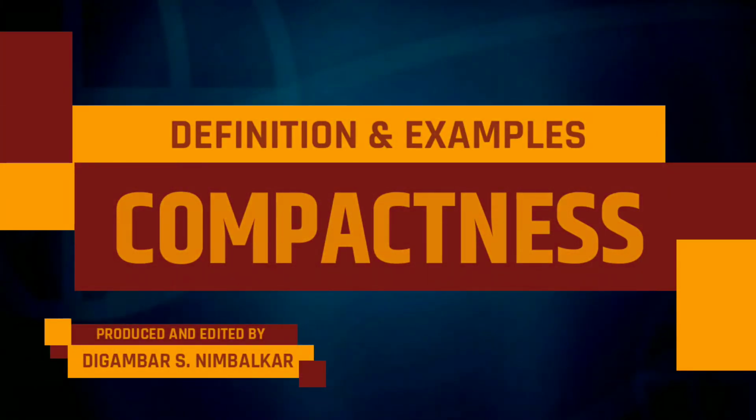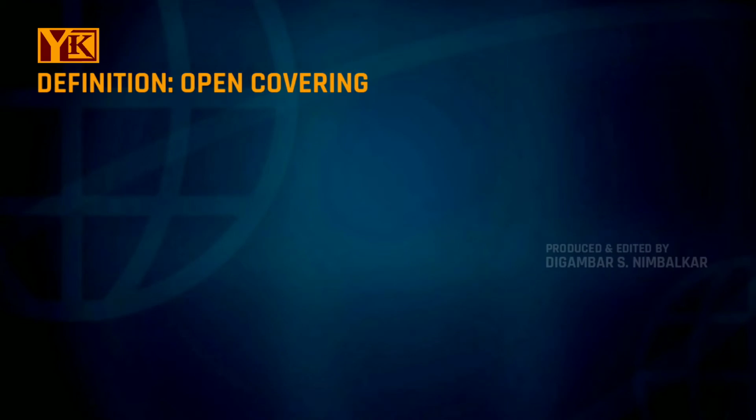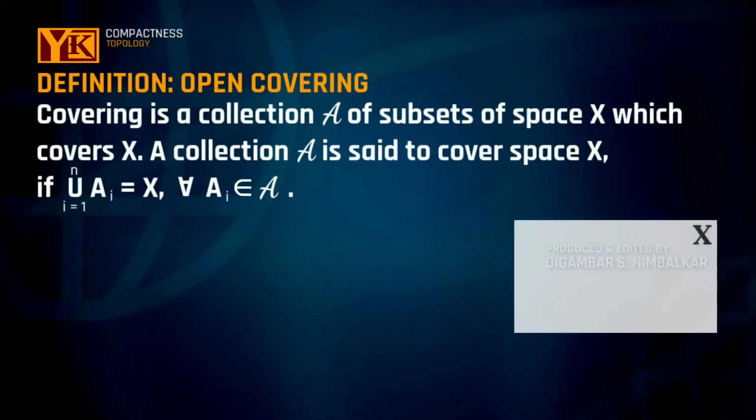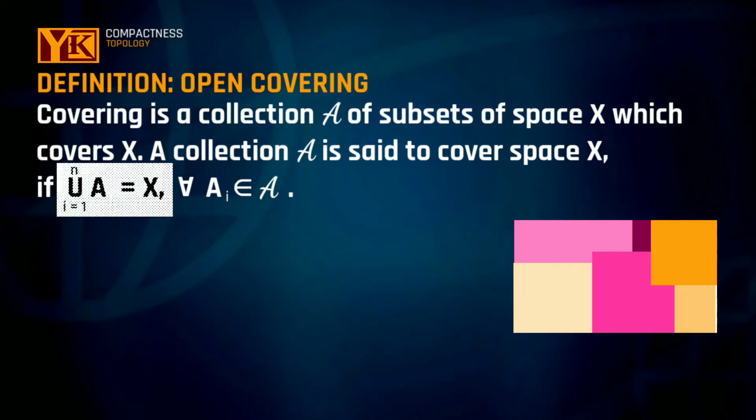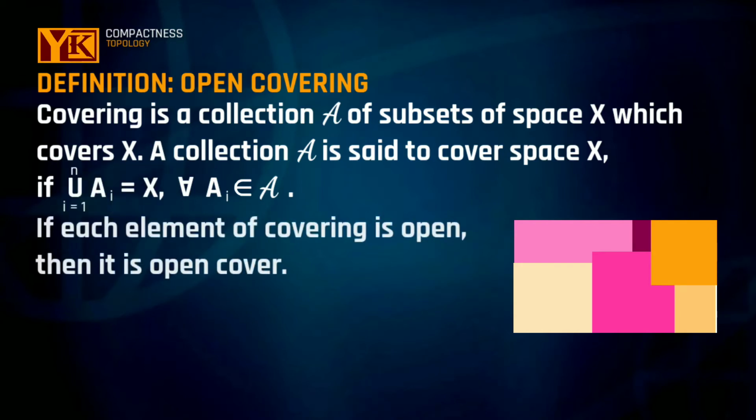Welcome all, this is yet another video in the topology series, and in this one we will see compact spaces, before which we'll define open covering, which we'll need to define compact spaces. A covering is a collection of subsets of a topological space X which covers space X, and they are said to cover space X if their union is equal to space X. If every element of the collection is open, then that covering is said to be an open covering.